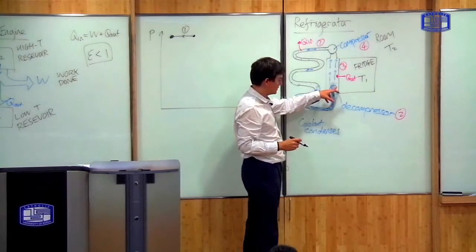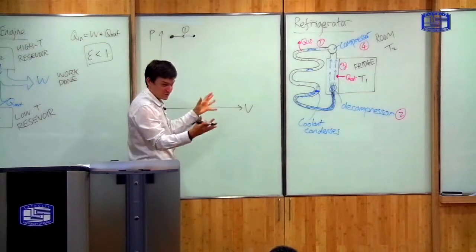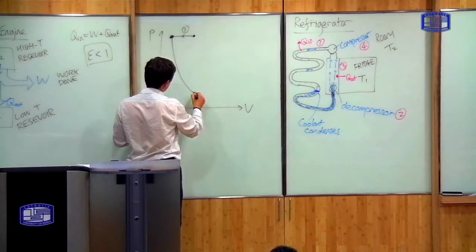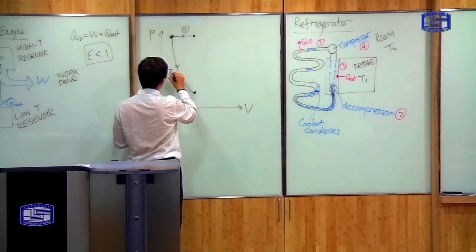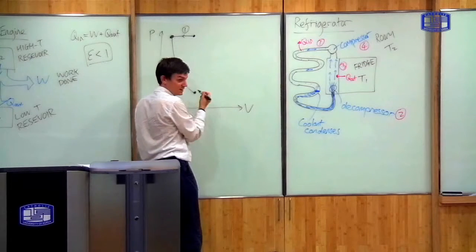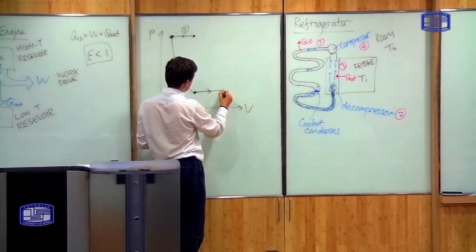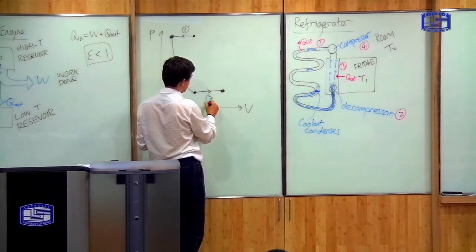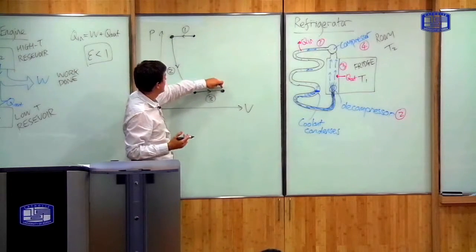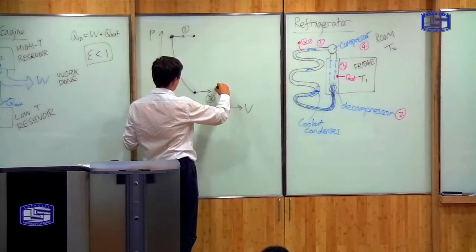Then in stage 2 of the cycle, this is the decompression part, so its pressure rapidly drops, and as it does so, it expands, so its volume increases, something like this. Then it's at low temperature and it's inside the fridge, so it absorbs heat from the fridge at constant pressure, again like this. So this is stage 3. And the compressor pumps it back up to high pressure and high temperatures. So the compressor makes it go something like this.